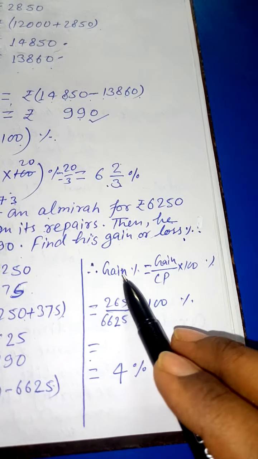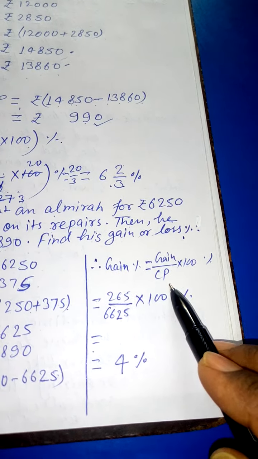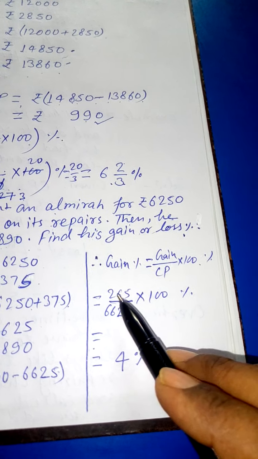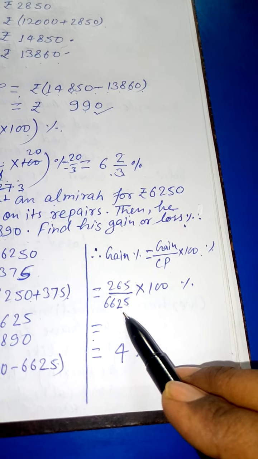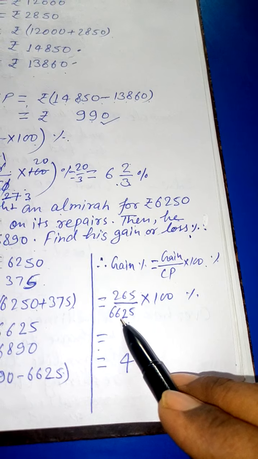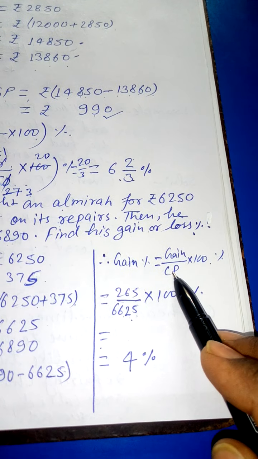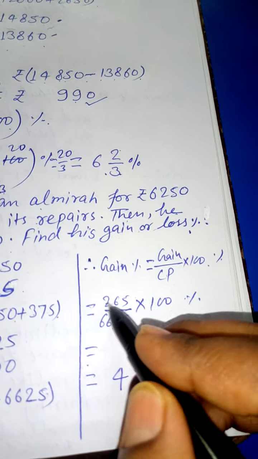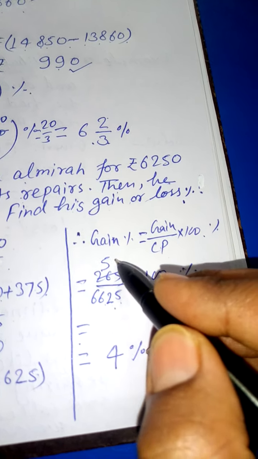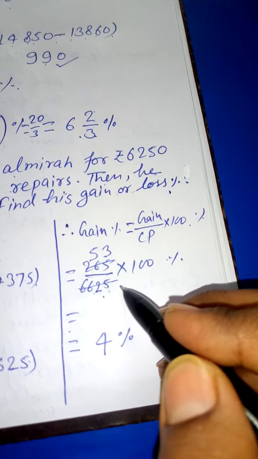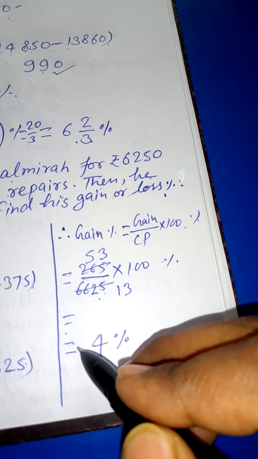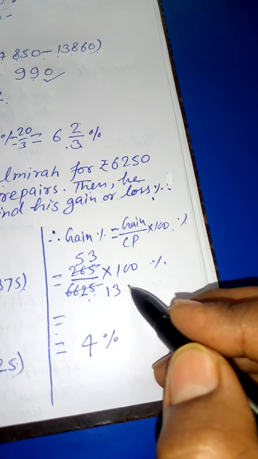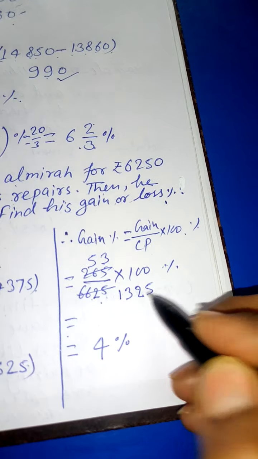Therefore the gain percent equals gain by CP into 100, which equals 265 by 6,625, that is the CP, into 100. We can divide it by 5 times, dividing step by step.